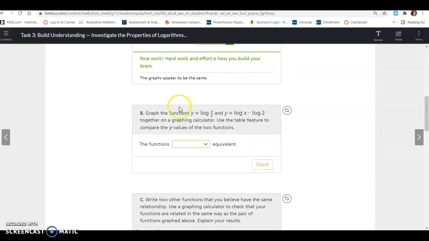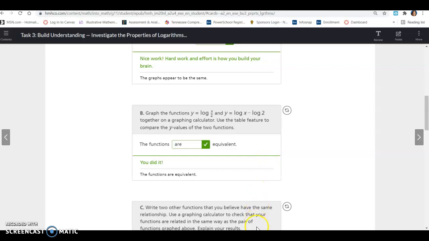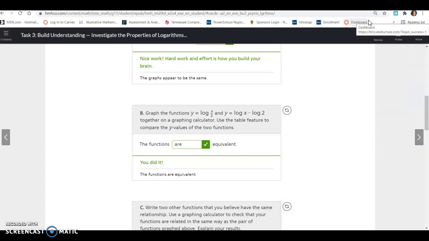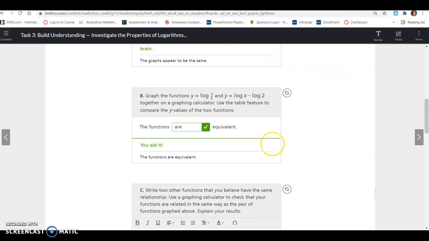All right, so graph the functions together on a graphing calculator, and use the table feature to compare the graphs. Okay, just like in the last task, the functions are equivalent. Okay, again, you can pull those up. You can graph that very quickly. Just go to y equals and graph this one, and then y equals and graph this one, and you can see the tables look the same.